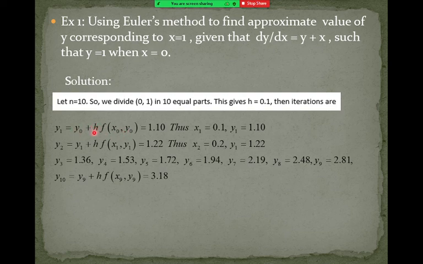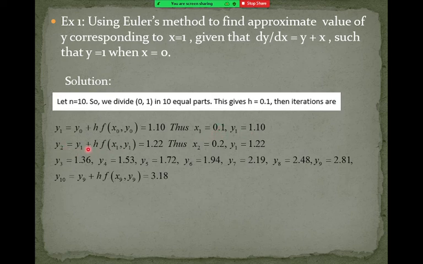1 plus h is 0.1, and f of x0 y0, if you observe, is 1. So 1 plus 0.1 into 1 is 1.1. I hope you are getting it. So we got the value of y1. This y1 is nothing but the value of y at x1. 1.1 is the value of y at 0.1. Similarly, we get y2.